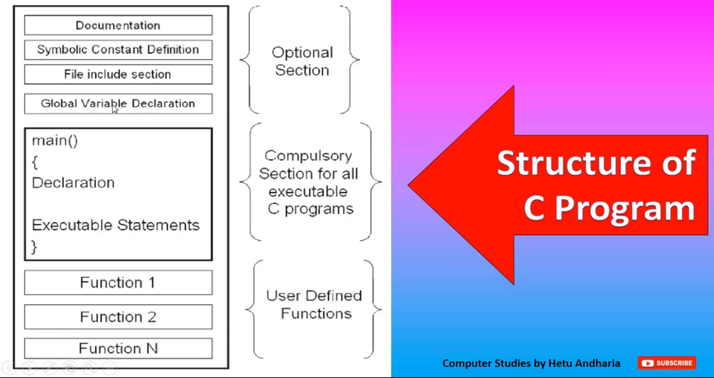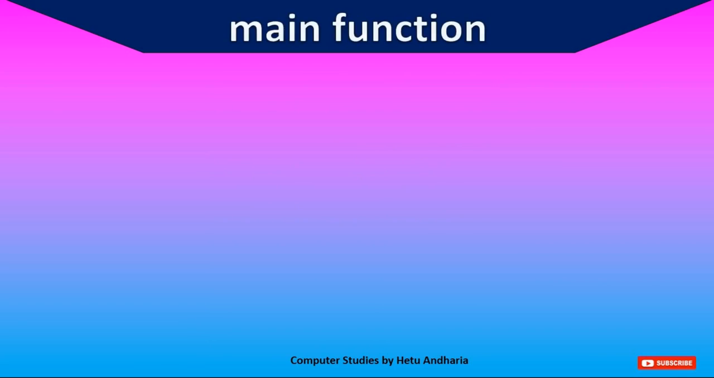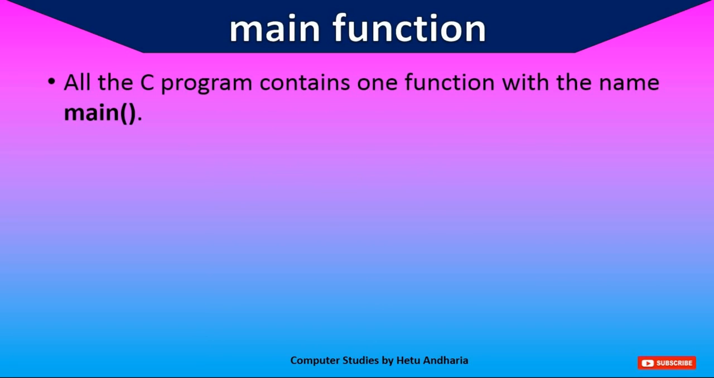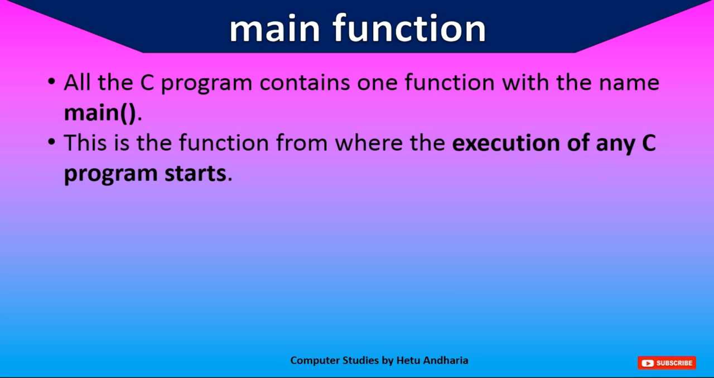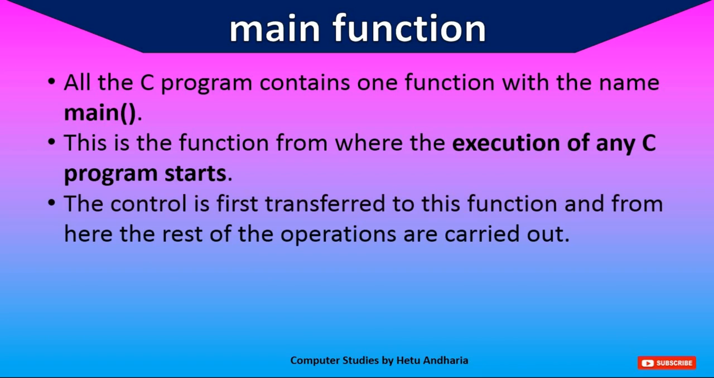So these 4 sections are completed, optional section. Now we come to the main part of the program, compulsory section. Main function. All the C programs contain one main function with the name main, bracket open, bracket close. This is the function from where the execution of any C program starts. The control is first transferred to this function, and from here the rest of the operations are carried out.